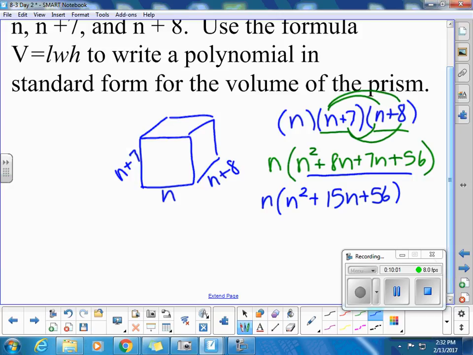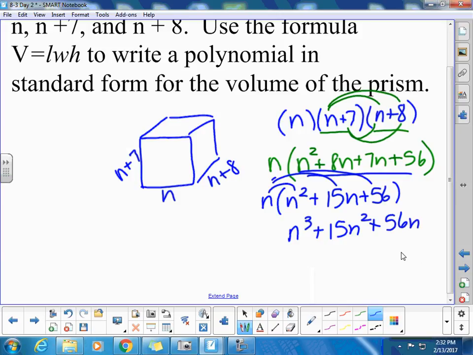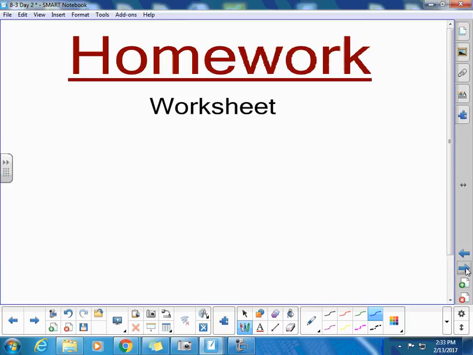And now I have to multiply by my n, so I have n to the third plus 15n squared. I'm just distributing this n, right? Plus 56n. There's no units on this, so that would be the standard form because I started with n to the third, then n to the second, then n. And there's 3 parts, so it's a trinomial. And the largest degree is n to the third, so it is a cubic trinomial. That's all for this lesson.